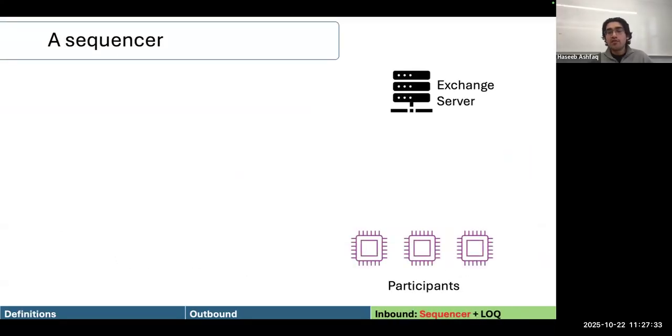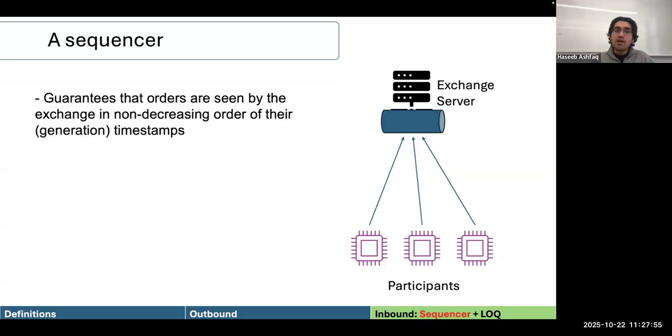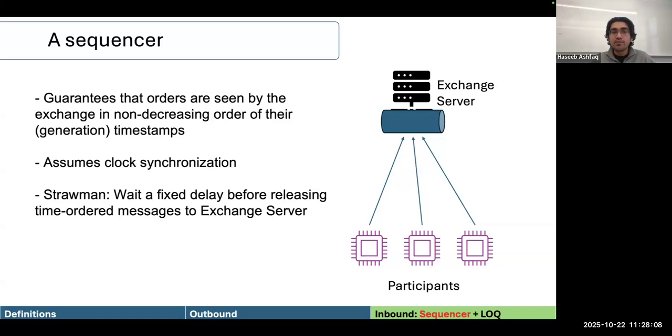So in the sequencer, we have an exchange server. We have several market participants. The sequencer sits at the ingress of the exchange server. It can be a process in the exchange server where all the incoming messages are fed into that process, and the output of the process goes into the limit order book or whatever the algorithm is running for matching. Now, the sequencer guarantees that orders are seen by the exchange in non-decreasing order of their generation timestamps, and it assumes clock synchronization between participants and the exchange server.